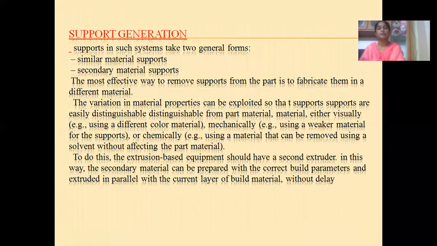And also we can do support generation. Support generation means in support systems there are two general forms: one is similar material supports, the other is secondary material supports. The most effective way to remove supports from the part is to fabricate them in a different material. With a different material only, you can easily separate the sections. And the variation in material properties can also be exploited so that supports are easily distinguishable from part material, either visually, mechanically or chemically.